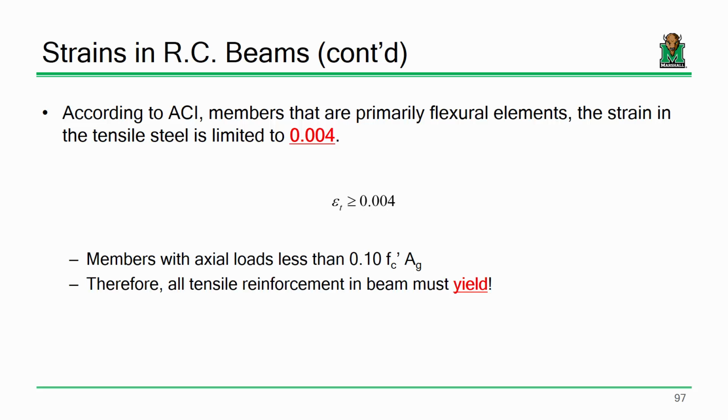So all tensile reinforcement in a beam has to yield. That's what this limit is basically saying. Now this limit is set forth for basically any member anywhere. But it also says in the code, this is for members with axial loads less than 10% of f'c Ag. So what type of members are going to have axial loads greater than 0.10 f'c Ag? Just curious, what are we talking about here?